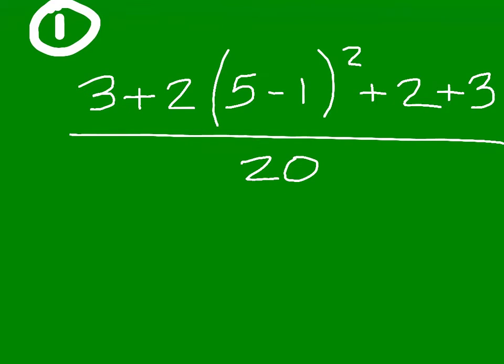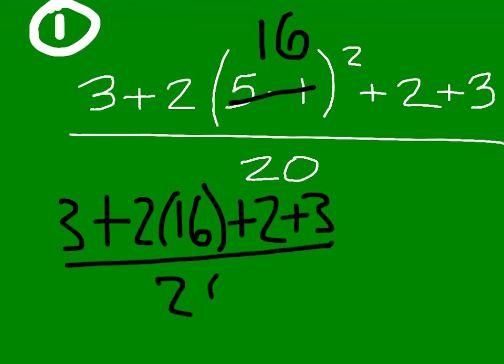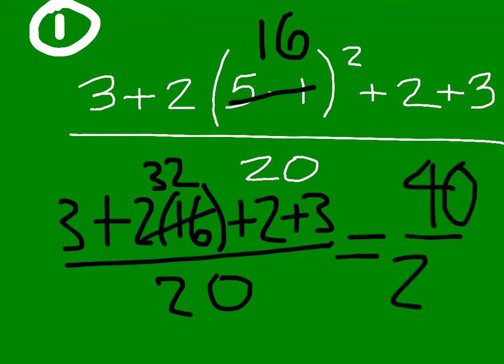Speed problems. For this one, we want to do the parentheses first. So we get 5 minus 1 is 4, and 4 squared is 16. So we have 3 plus 2 times 16 plus 2 plus 3 over 20. 2 times 16 is 32, and then we just add them all up. So 32 plus 3 is 35, plus 2 plus 3 will make it 40. So 40 over 20 is going to give us 2.